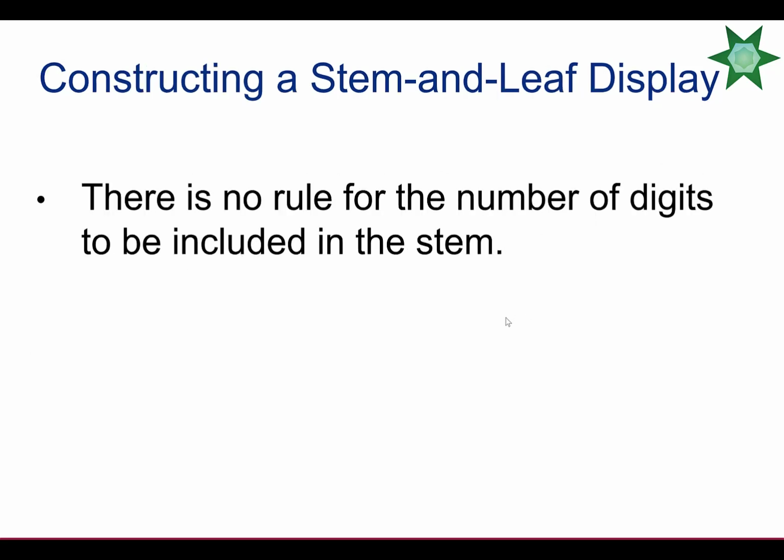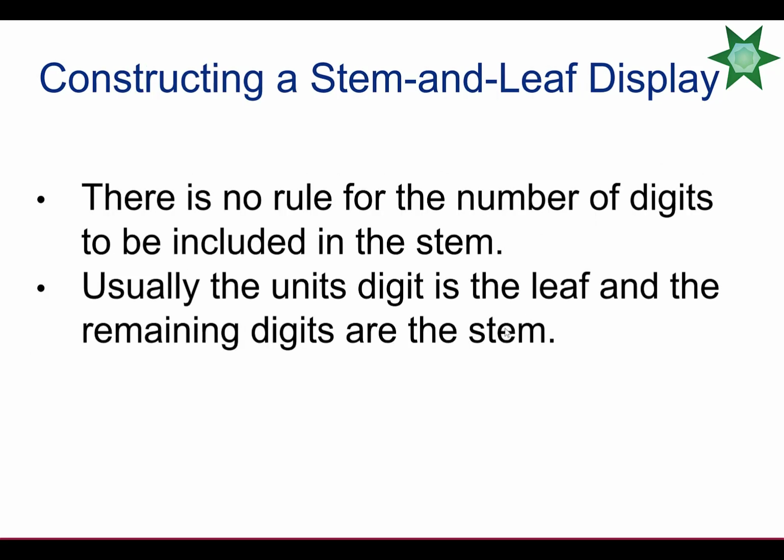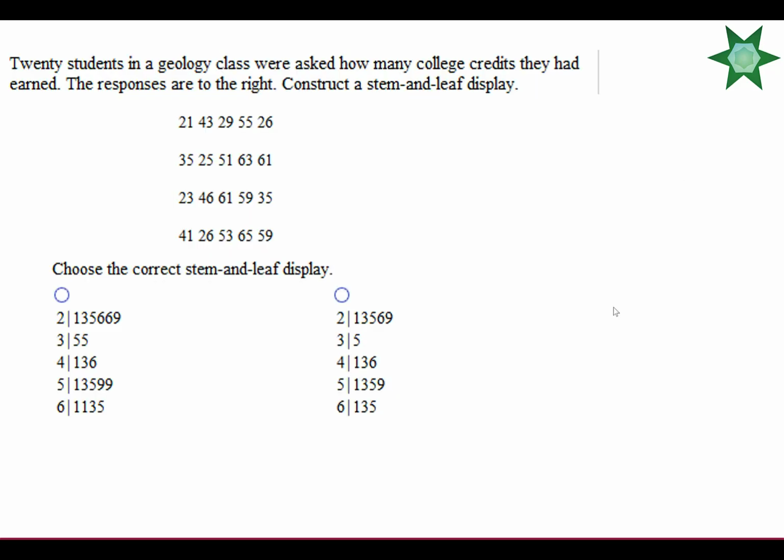And there's no rule for the number of digits to be included in the stem. Usually the single digit is the leaf and the remaining digits are in the stem. So let's take a look at some data. 20 students in a geology class were asked how many college credits they had earned. Here's the responses given here. Choose the correct stem and leaf.